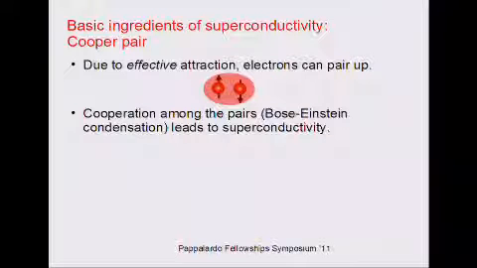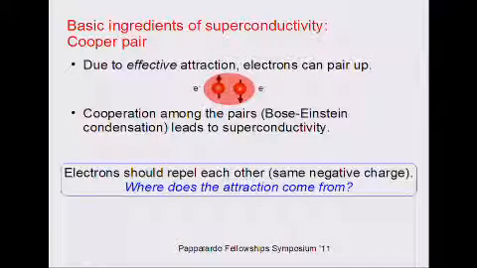I will not go into too much detail about this side of the theory, but if you scratch your head a little bit, you will see it's actually paradoxical. Why? 2 electrons carry the same electrical charge. By Coulomb's law, which you learned in your first electromagnetism course, 2 particles with the same charge should repel each other. So where does this attraction come from? Why can they pair? This question is actually the central question for all theories of superconductivity.